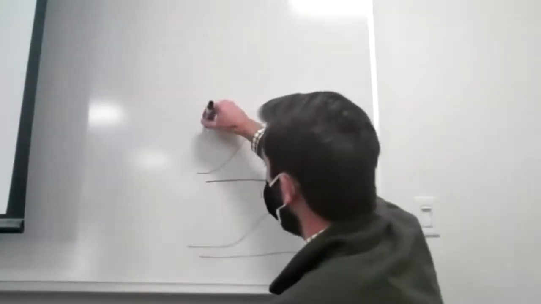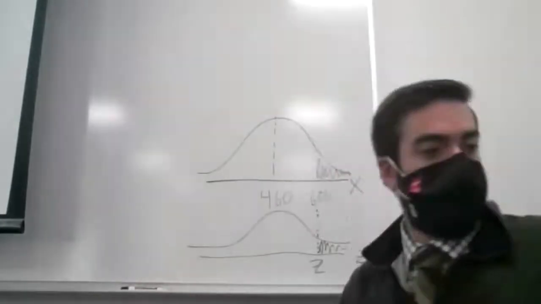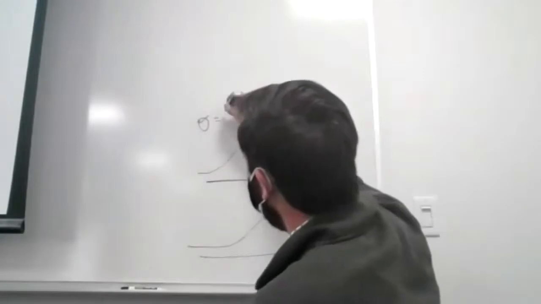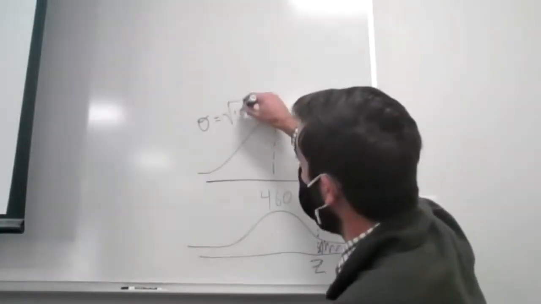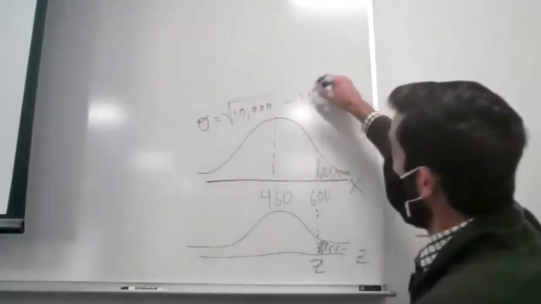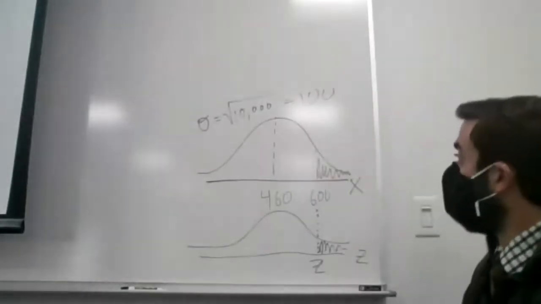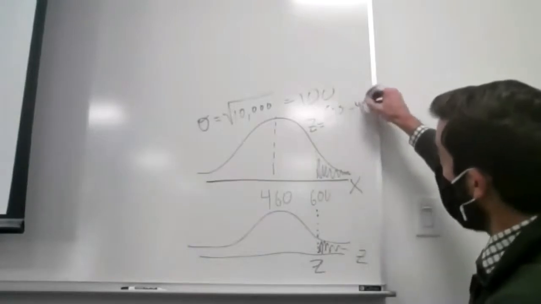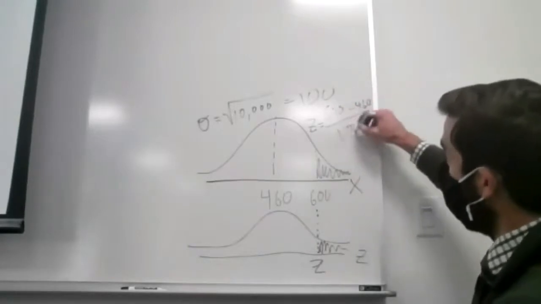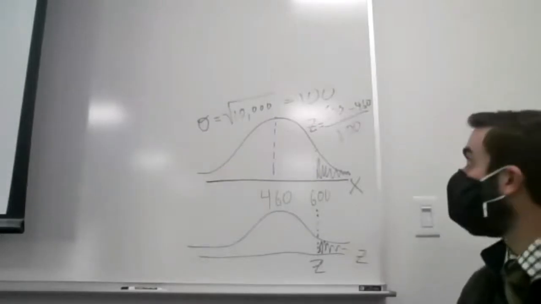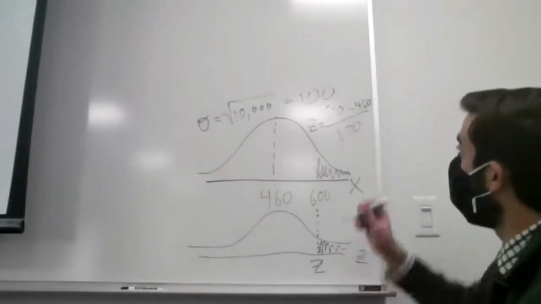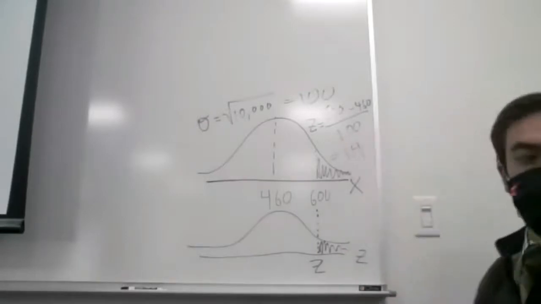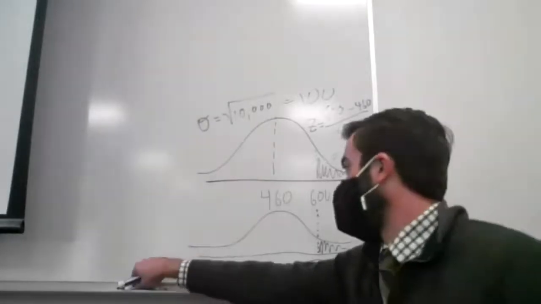Our standard deviation will just be the square root of the variance, 10,000, or 100. We then plug in the cutoff value that we're interested in, 600, minus the mean of 460, and divide by the standard deviation of 100. If we do that, we should get 1.4. So here we've got a z value.